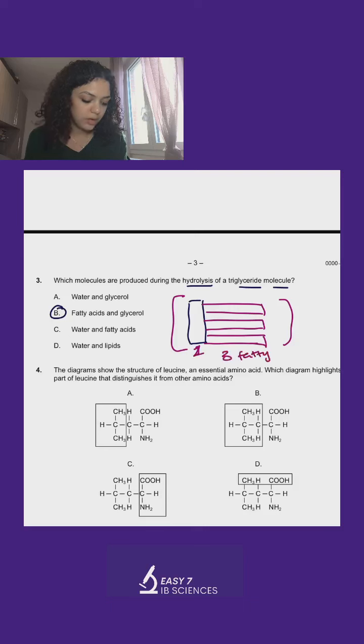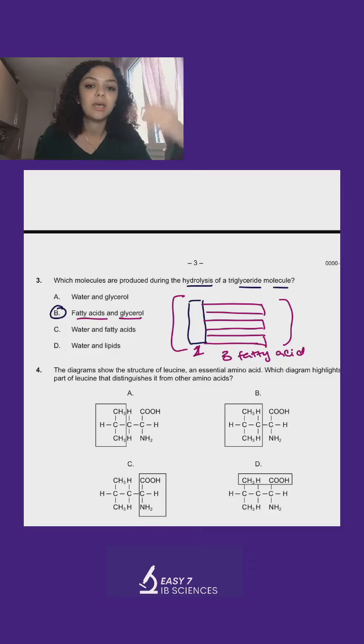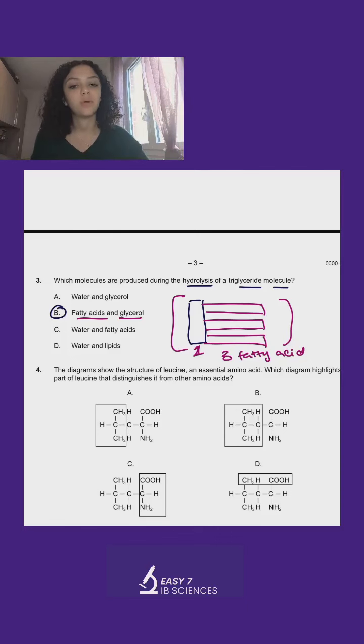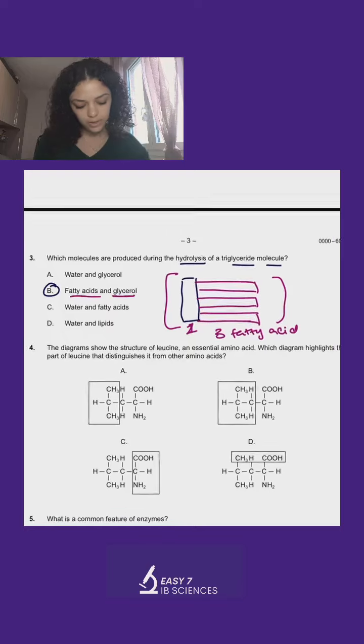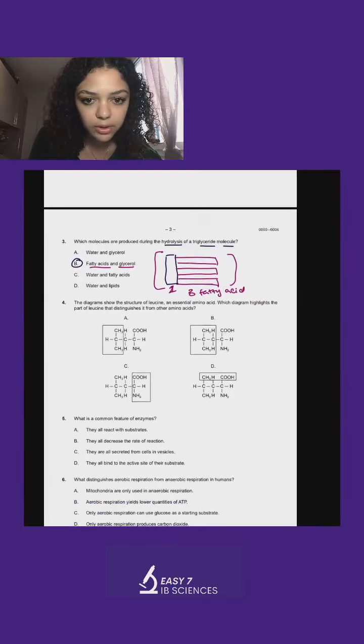So when I break up my triglyceride molecule, I'm going to be left with glycerol and fatty acids. You could think of this as, how am I going to make up a triglyceride molecule, and then work backwards to what the products are when I break it up. Hopefully this question made sense. Just let me know if you want to go over it again.